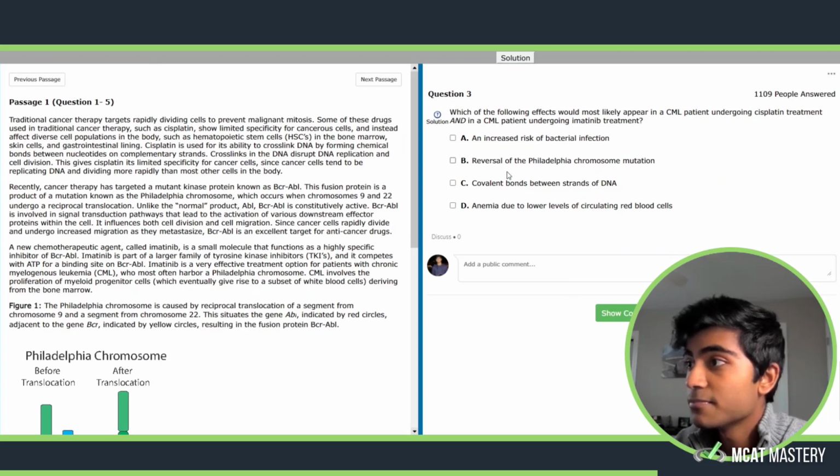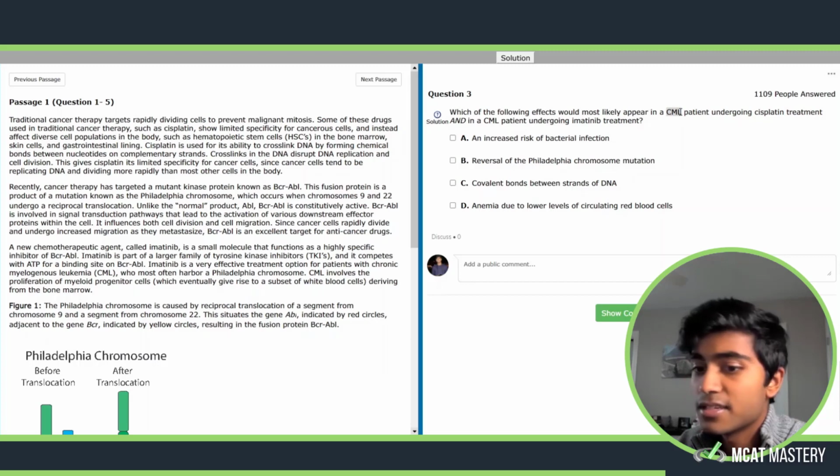We'll do one more question. Which of the following effects would most likely appear in a CML patient undergoing cisplatin treatment and a CML patient undergoing imatinib treatment? Okay, so a couple of terms here are very important. We have CML, and then we have cisplatin, and we have imatinib.